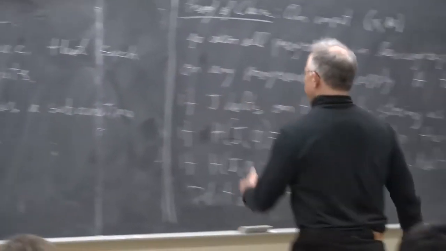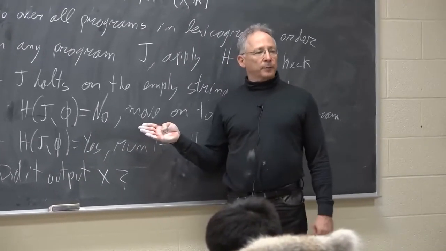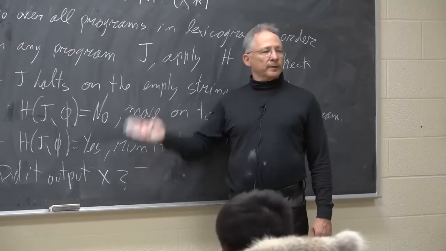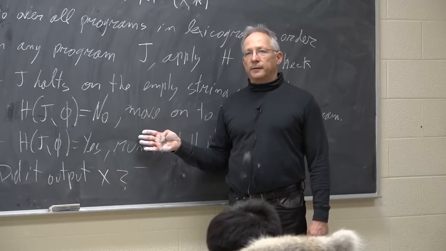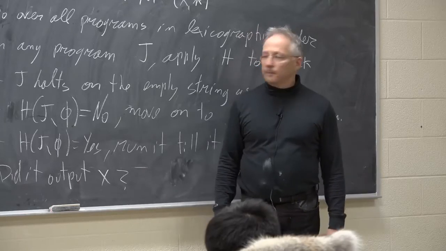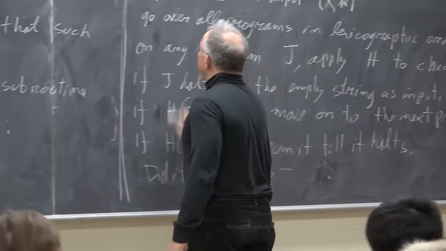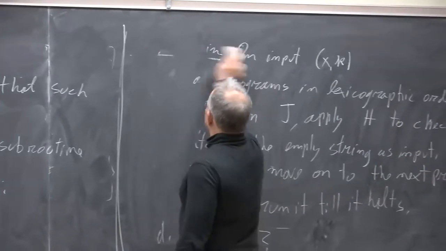It's the same kind of construction that we had here. We said assume that you have a program that solves the halting problem. We'll use it as a subroutine to solve Kolmogorov complexity. What will we do? So let me draw a diagram.